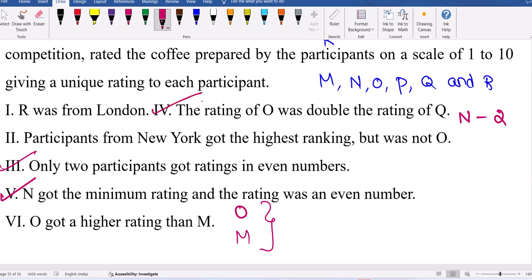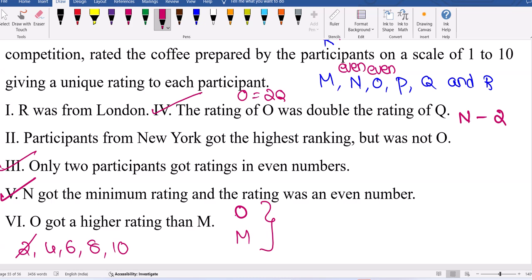O got double Q. O is double Q means even. O must be even. O is an even number. O is not the highest. N is already even. The 2 even numbers are N and O. The even numbers available are 2, 4, 6, 8, 10. 2 is gone.